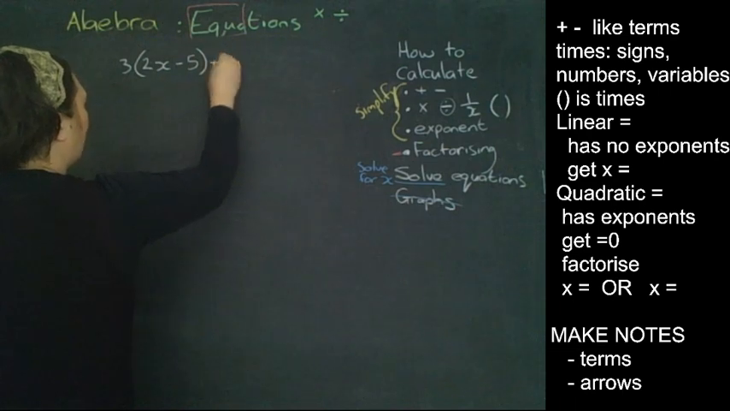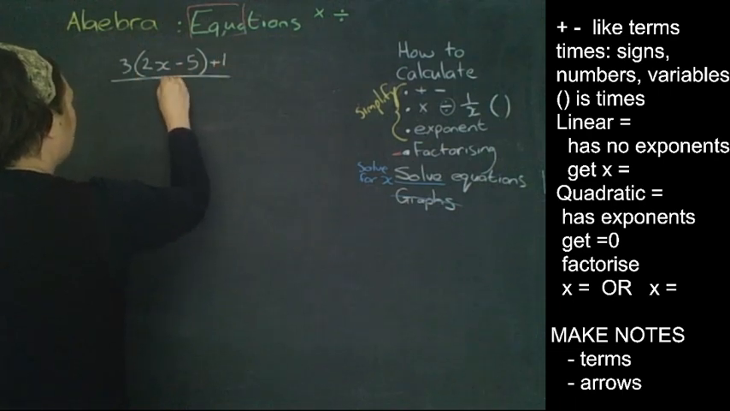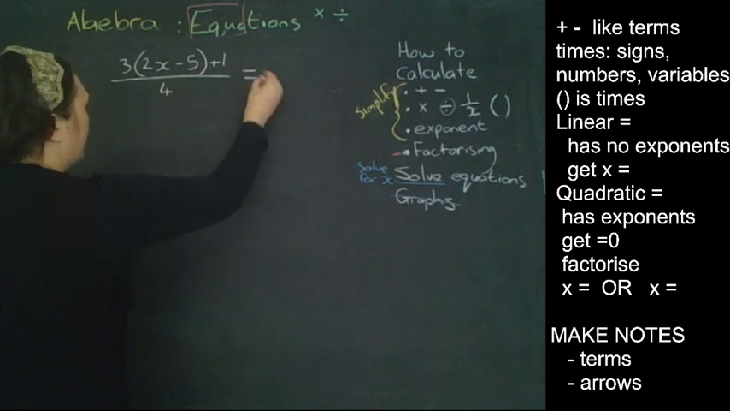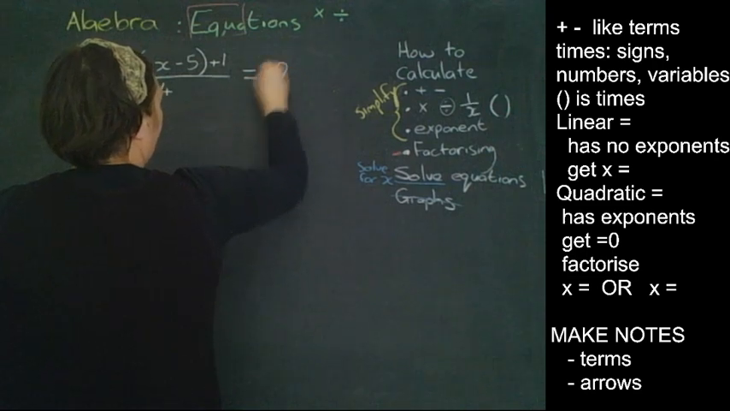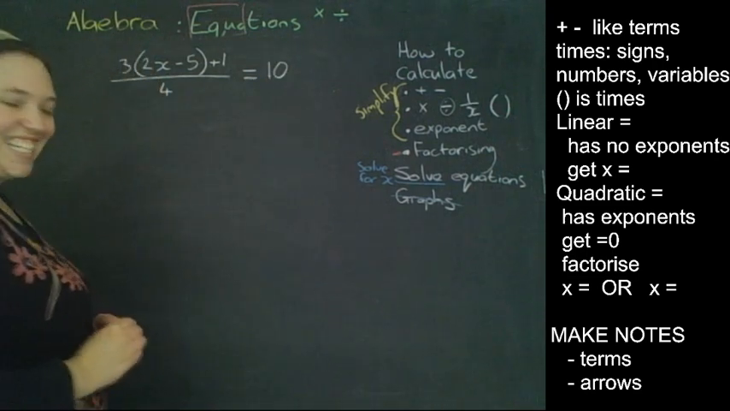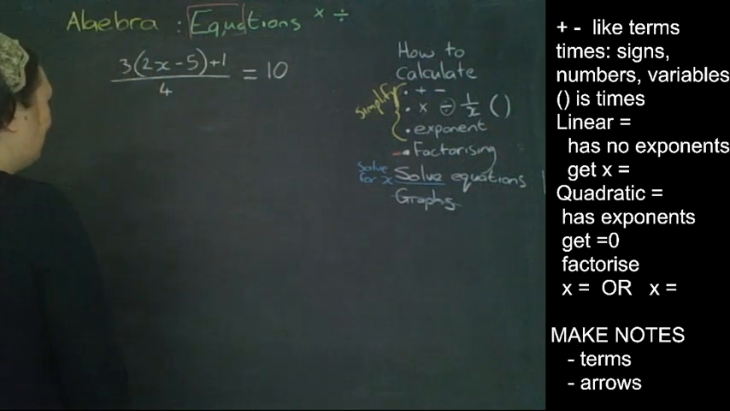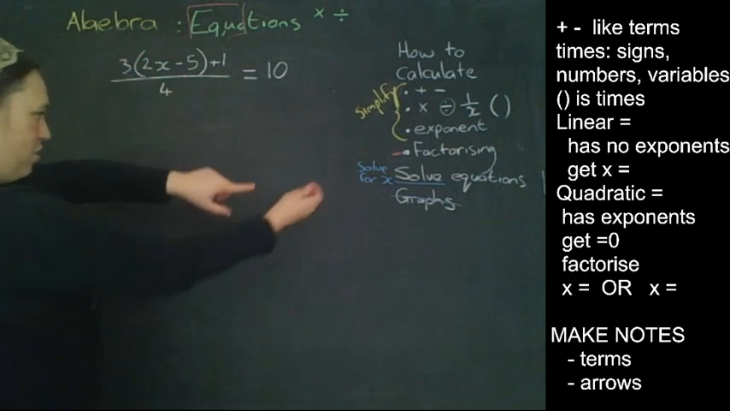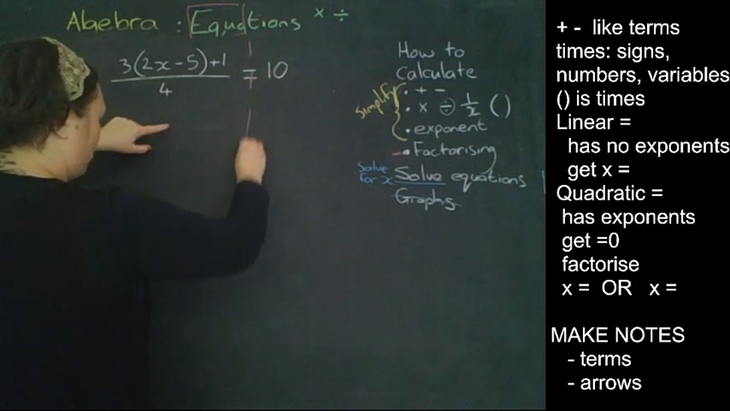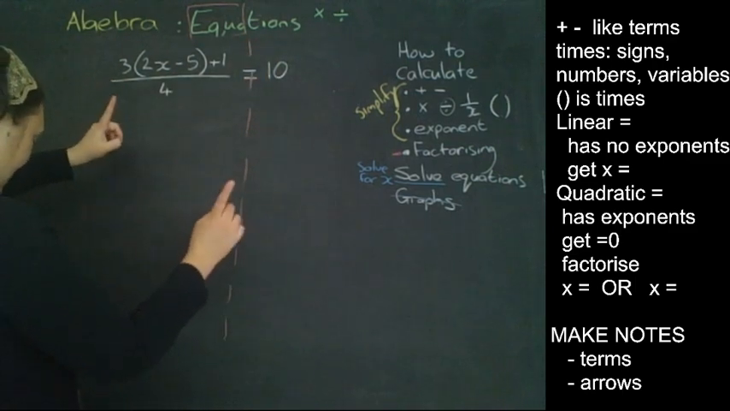Yeah, let's put a plus 1 there, and let's make this over 4 equals, say, 10. How's that? Right. So, first thing we want to do, look at what you've got. So we've got solve for x, we've got an equation. We need to do both sides here.